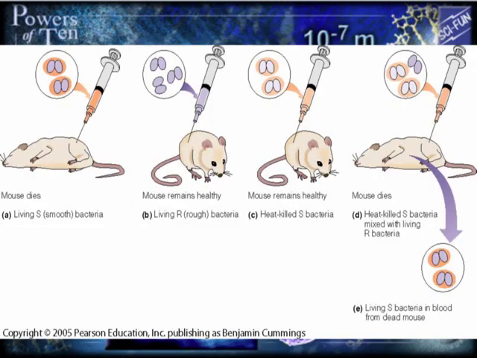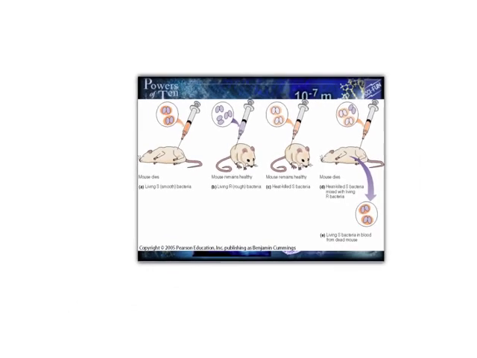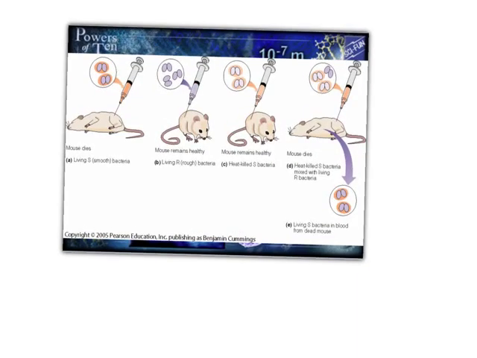You can actually see this kind of experiment here, and it explains a little bit better than I did. In example A, he takes the mouse, gives it the smooth bacteria, which has that protective coat, and the mouse dies of pneumonia.